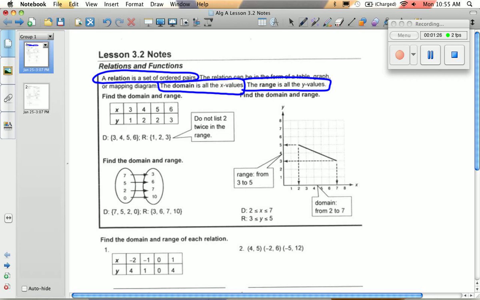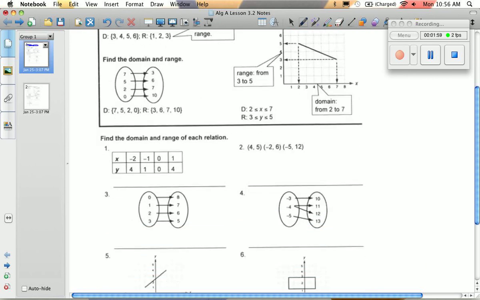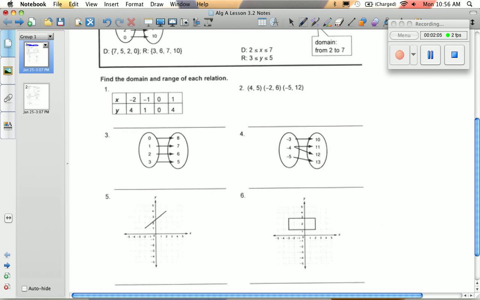So sometimes a nice way to help remember these is by using alphabetizing. Domain goes with the x values, range goes with the y values. D comes before R in the alphabet, X comes before Y in the alphabet. So domain, X, range, Y. Okay, and it's going to be really important that you right away get that in your head. When the problem asks me to give the domain, what am I supposed to be looking for? I'm supposed to be looking for the x values.